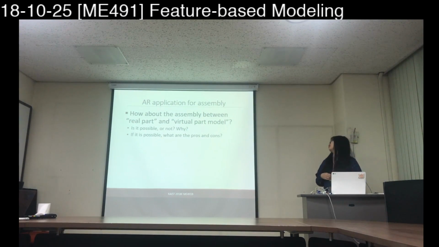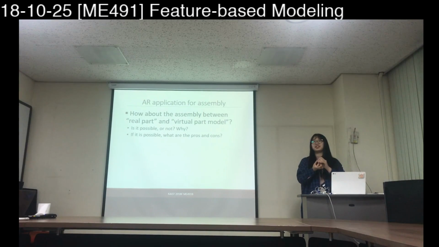I said the real part is the existing object, and we assume, for example, a real part is one of the boards, and we want to make the node or virtual part model. So before manufacturing, we want to check the assembly of the existing object and the node. So I think about that.